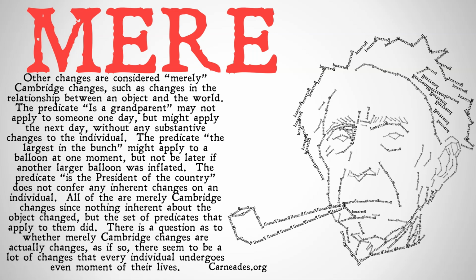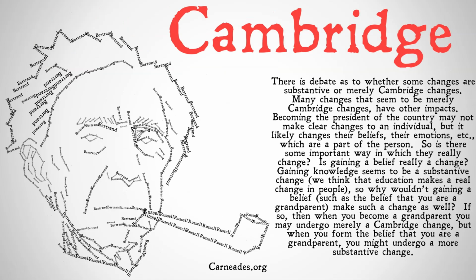This means that if we accept Cambridge changes as in some way real changes, everything is constantly changing in millions, if not trillions of ways, related to all of your relationships to all of the other atoms in the universe. Now, there's a debate also as to whether some changes are substantive or merely Cambridge changes. Many changes that can seem to be merely Cambridge changes have other impacts.